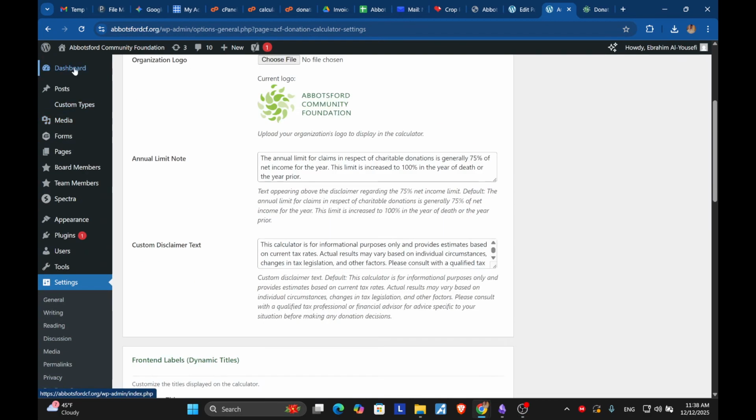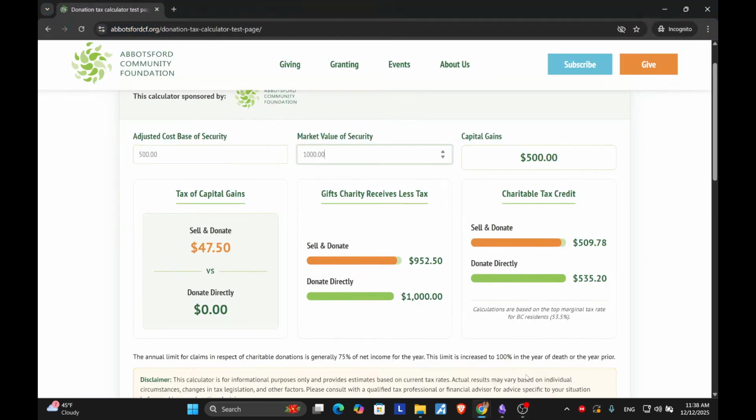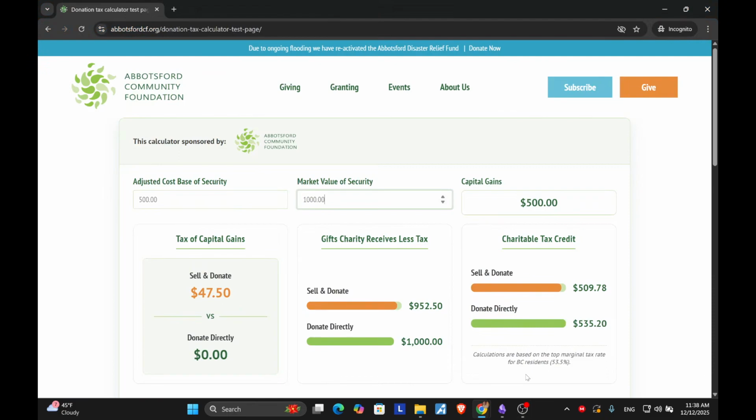And right now, I'd like to walk you through the Abbotsford Community Foundation calculator we just built for you guys. How does it function? How are the calculations set up? And how to edit them in the backend. So this video will be divided into two portions. The first one is just the front end, displaying the calculator and how it works, and the back end, how to edit the calculator and add it to new pages.